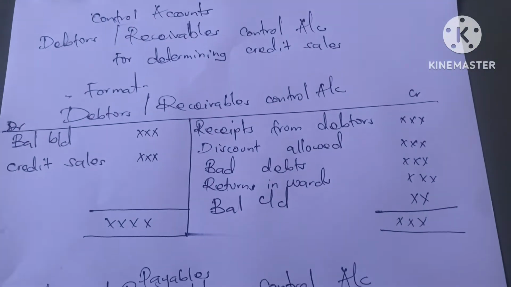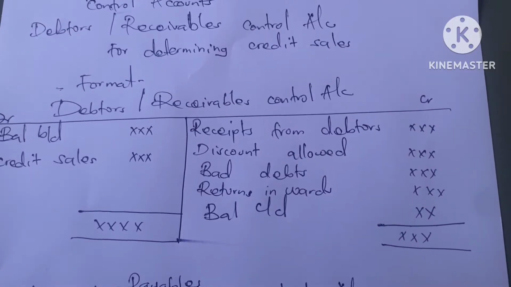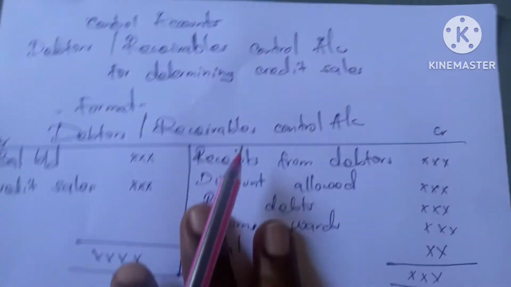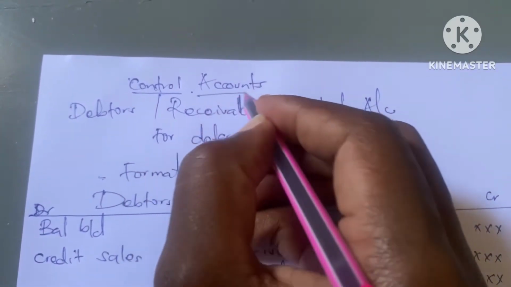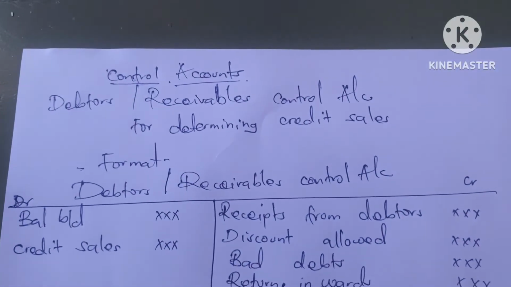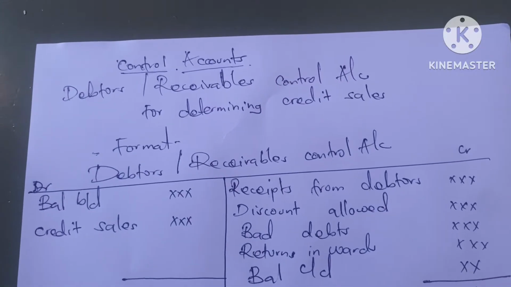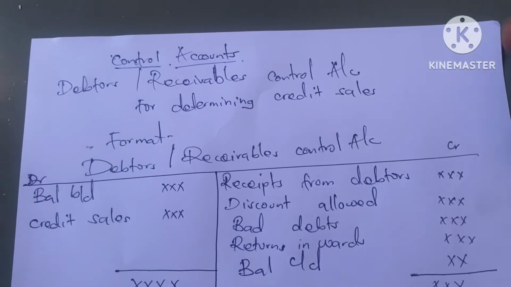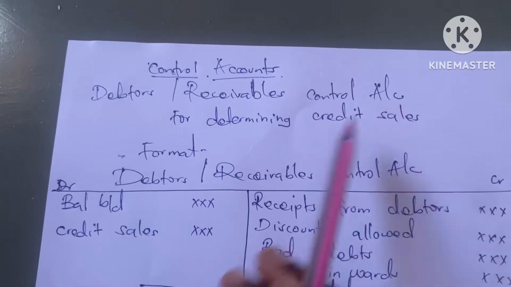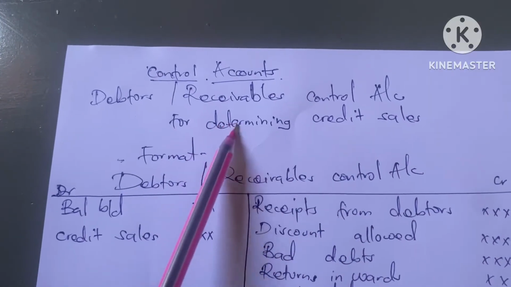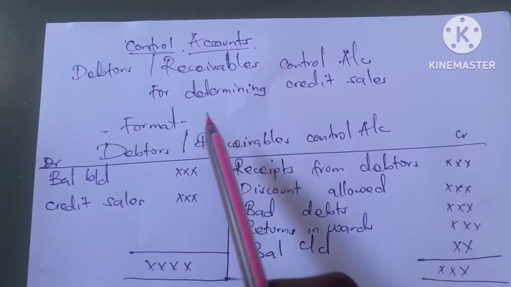We are still dealing with the accounts that help us in preparing financial statements when we are having incomplete records. So in this video, we are going to look at control accounts. We have two control accounts, and that is the debtors control account and the creditors control account. We shall start with the debtors, also known as the receivables control account. This account is used for determining credit sales of the business.